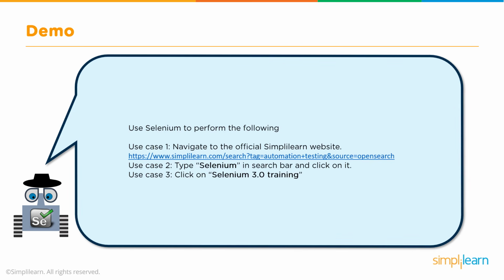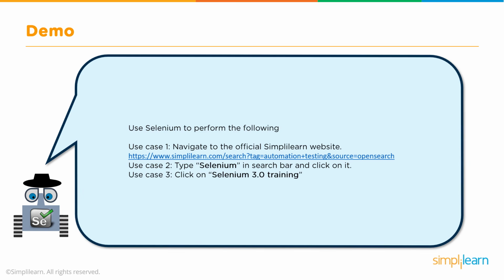Let's see the WebDriver in action now. For the demo, we will use this particular use case, and what this use case says is navigate to the official Simplilearn website, then type Selenium in the search bar and click on it, and click on the Selenium 3.0 training. So we are basically searching for Selenium 3.0 training on the Simplilearn website. First, let's do the steps manually, and then we will go ahead and write the automation script.